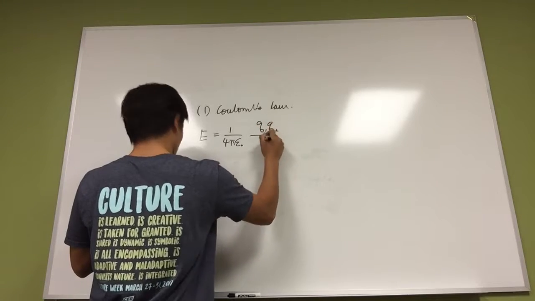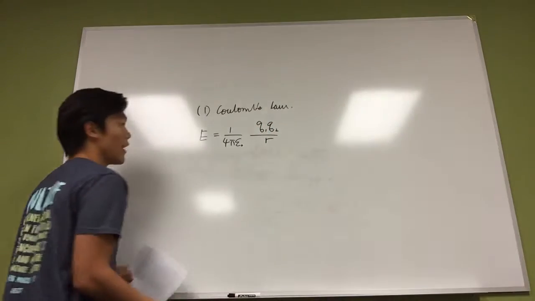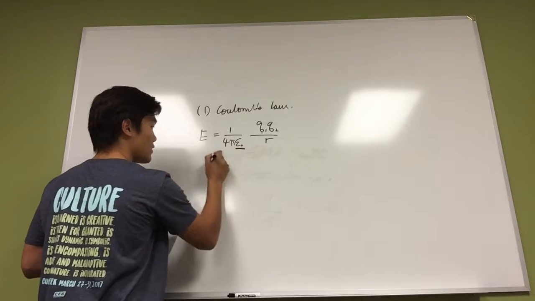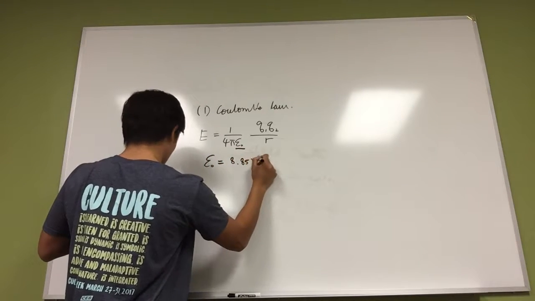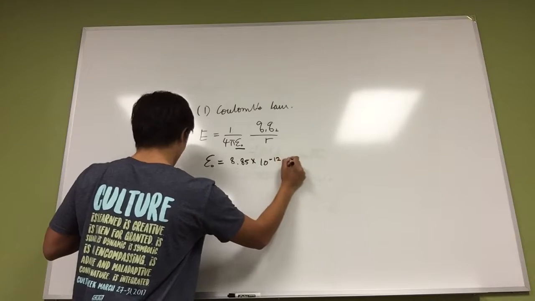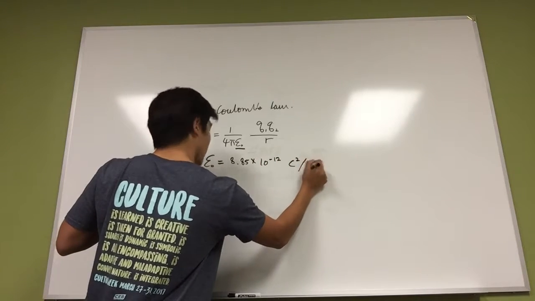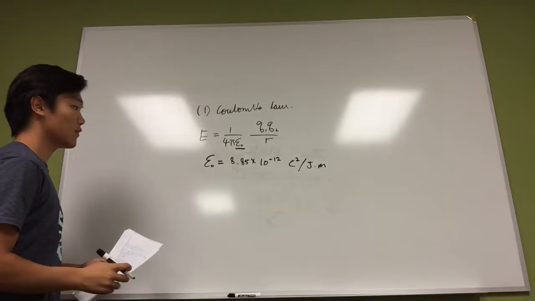Yeah, this one is different. That's right. So this E0 is a constant. It's 8.85 times 10 to the negative 12. I don't know what that is, but that's that.